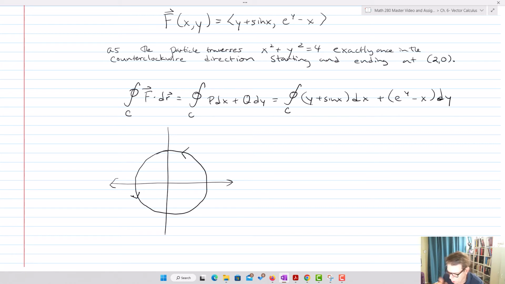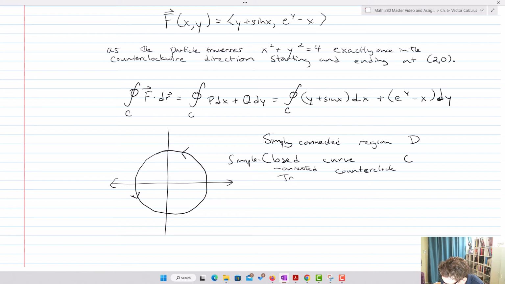And it traverses it only once, so we've got that important piece there, that we're only going to go around it once, that's good. And also that we're oriented counterclockwise, so we have the simply connected region, and that's D, that's the circle. We have the closed curve, which is also a circle, but not filled in, C, and it's a simple closed curve, just like we needed, oriented counterclockwise, and we traverse it only once. So we can use Green's.